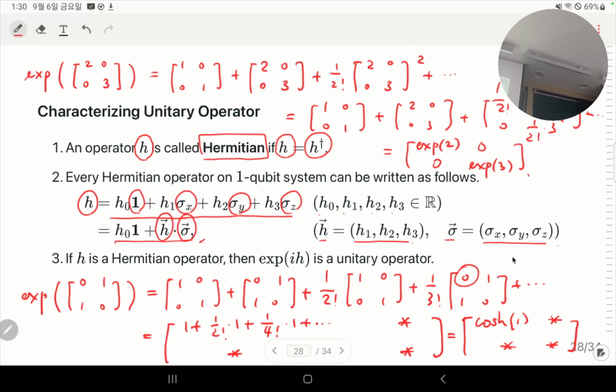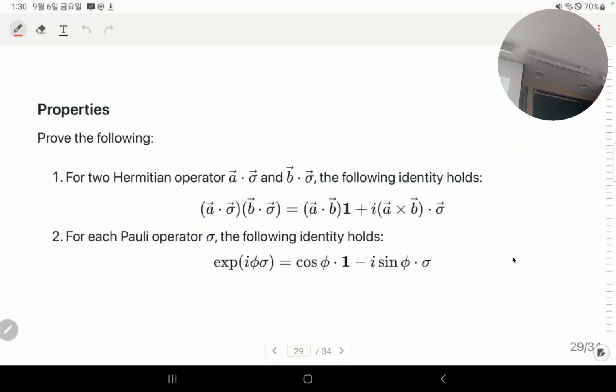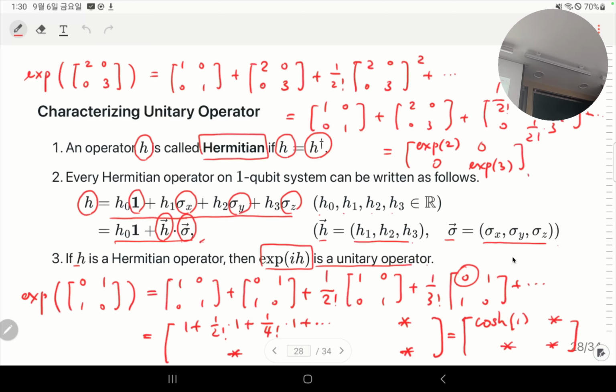And the third one is if H is a Hermitian operator, then if you take the exponential here, it's always a unitary operator. Okay. Oh, maybe we can work on this one later, after we went through all the slides. So let me just check this.